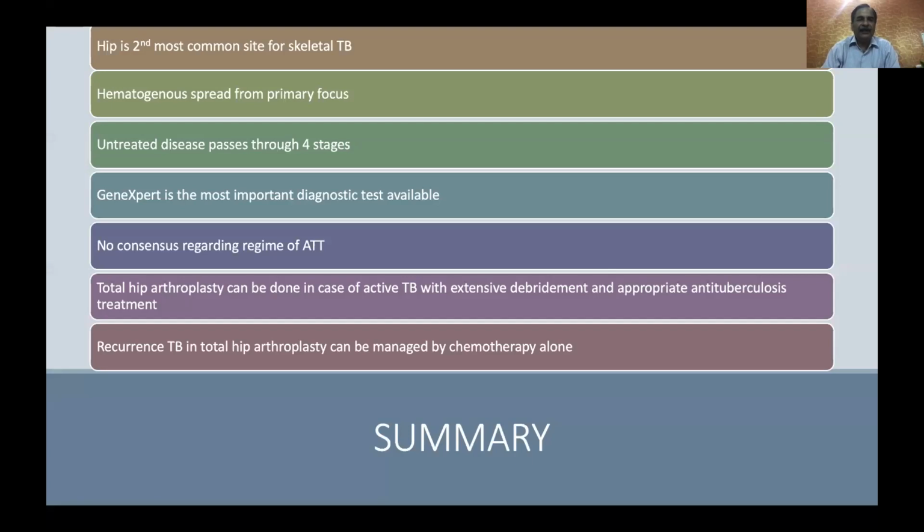So to summarize, hip is the second most common site for skeletal TB. Hematogenous spread occurs from a primary focus. Untreated disease passes through 4 stages. Girdlestone. GeneXpert is the most important diagnostic test available, which is quick also. No consensus regarding regimen of ATT. Total hip replacement can be done in cases of active TB, and recurrence of TB in total hip arthroplasty done for TB can be managed with chemotherapy.